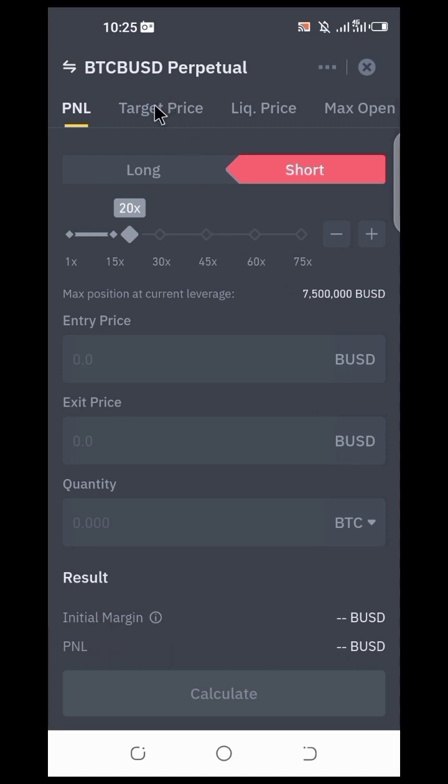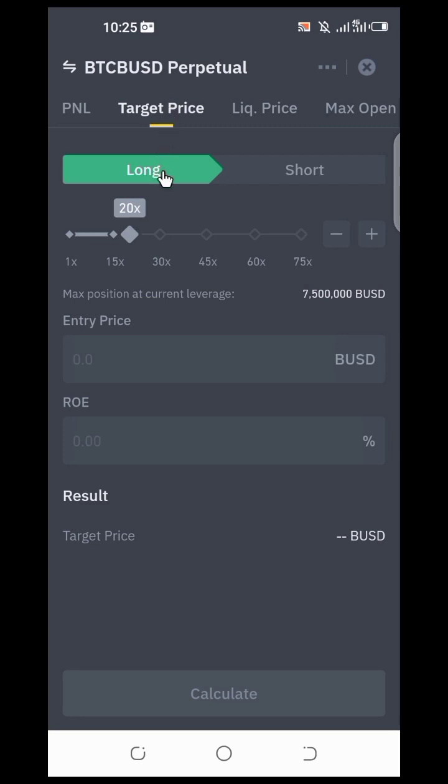And if you want to calculate for your target price, you leave it on target price, and then you indicate whether it is long or short. You select your leverage, your entry price, your return on equity, and then you click on calculate, and you are going to get your target price.